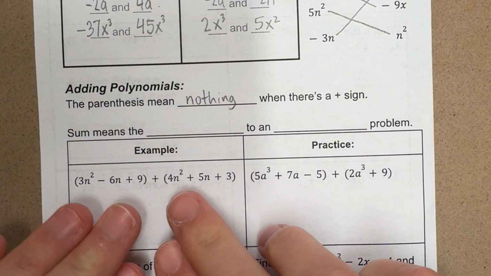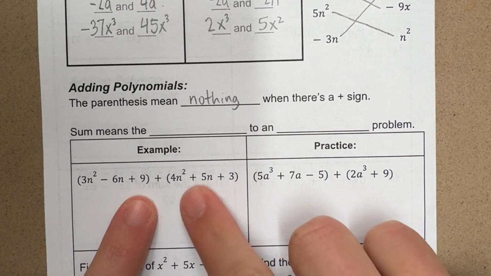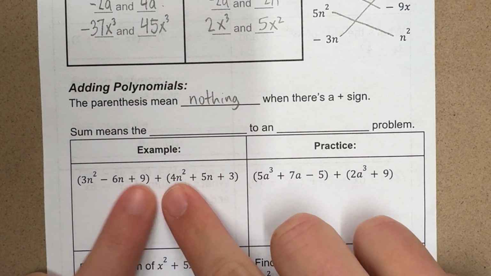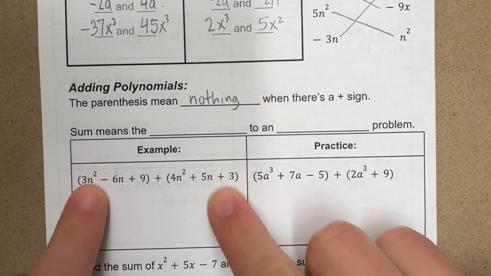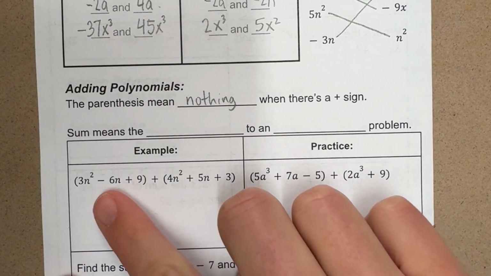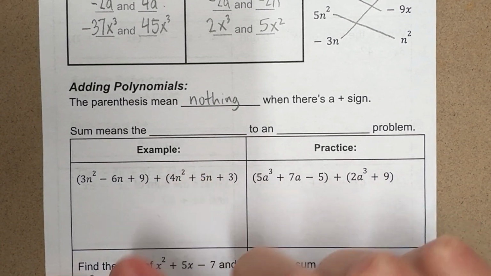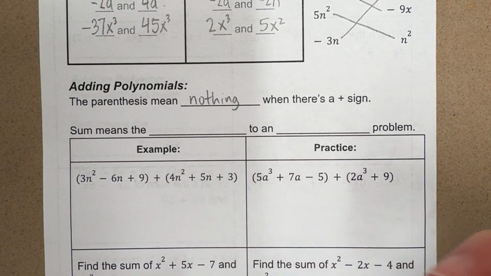We're going to pretend like this is in a basket and this is in a basket, and we're just going to dump the baskets together. So it doesn't matter where the baskets are. We're going to see that those parentheses do matter when we start subtracting. But for right now, they really don't.